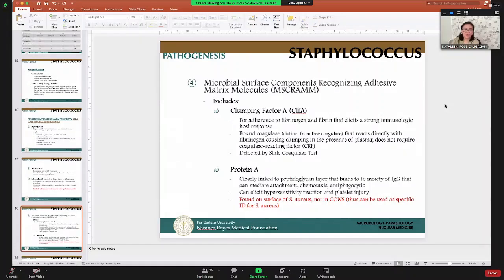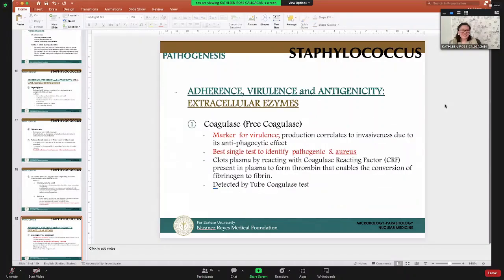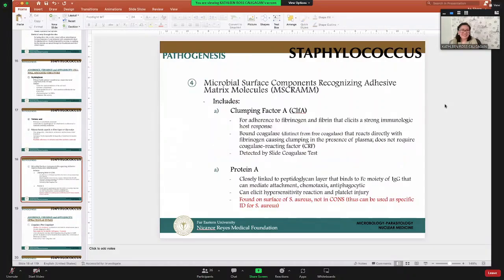And then this one, the microbial surface component recognizing adhesive matrix molecules, MSCRAMMs. Okay. So there are two, the clumping factor, clumping also responsible for adherence.